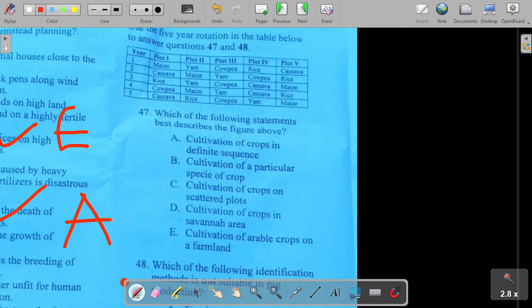47. We have maize, plot 1, plot 2, maize, rice, yam, cowpea, cassava, rice. Yeah, these are the crops involved. So which of the following is best described in the figure? Cultivation of crops in definite sequence. Cultivation of particular species, no. Cultivation of crops, no. The answer is A. 47 is A.